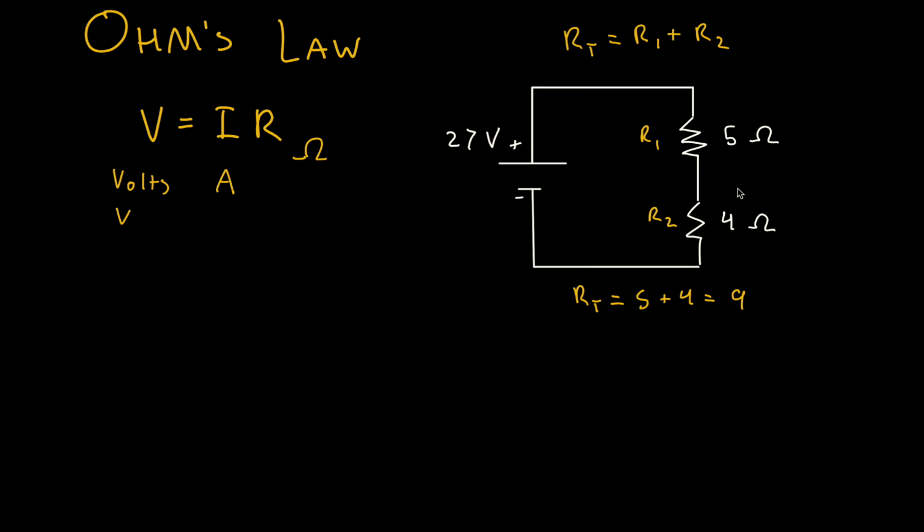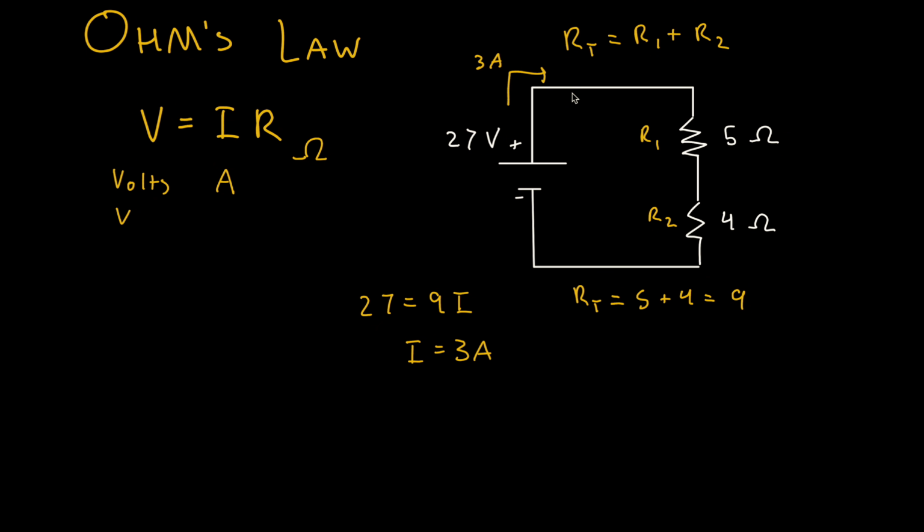Now, knowing that, let's find the total current that is flowing through this entire circuit. Total current flowing through the entire circuit is going to be 27, that is our voltage, equals 9, which is our resistance over here, times I, our current. So it's just 27 divided by 9. When you divide those, our current is going to equal 3 amps. So 3 amps is flowing through this entire circuit.